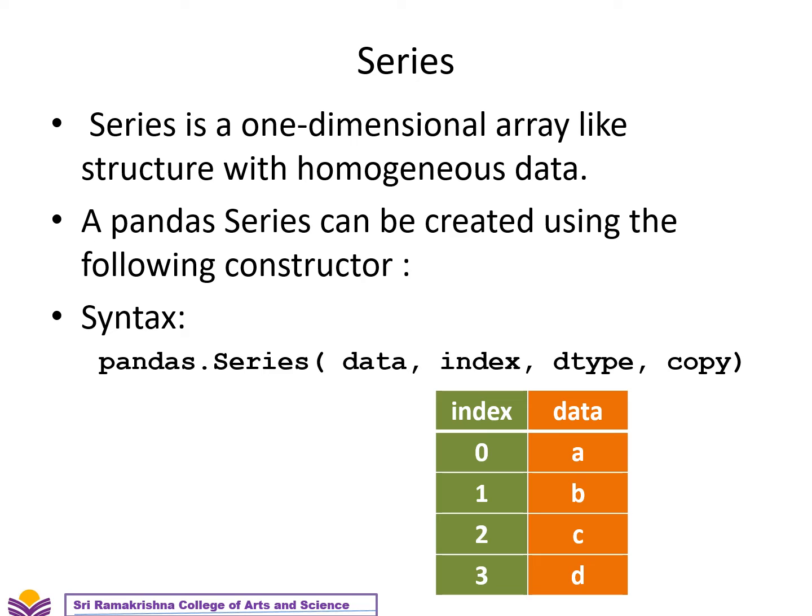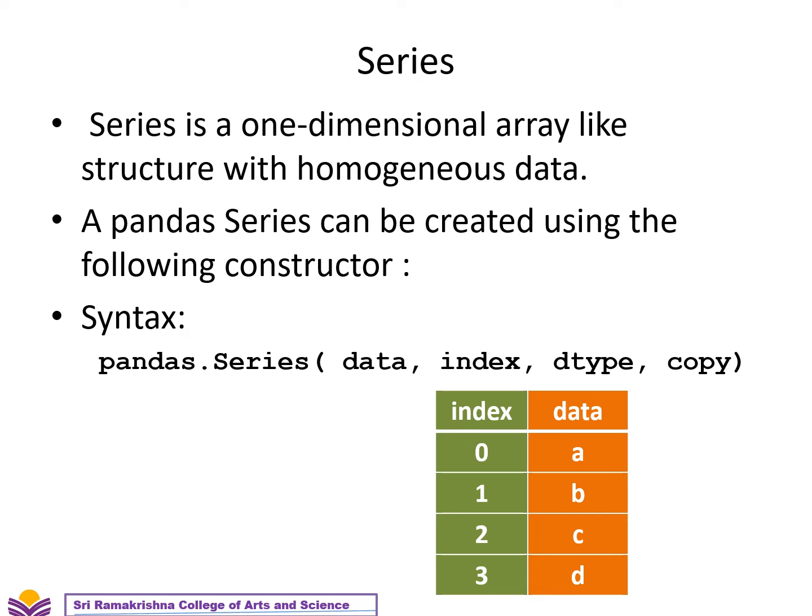These three arguments are optional. For the index argument, by default it will be 0, 1, 2, and 3, but if you want to change the index values, then you can use this index argument. But you have to remember that the index values must be unique. And dtype specifies the data type, and copy is to copy data. By default the value will be false.